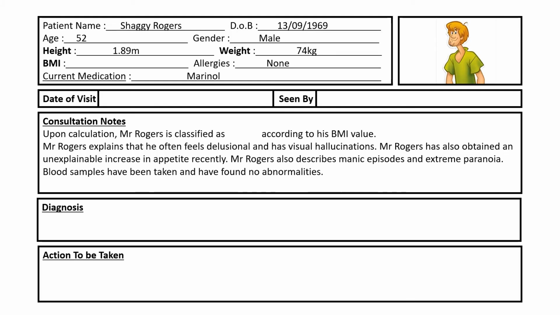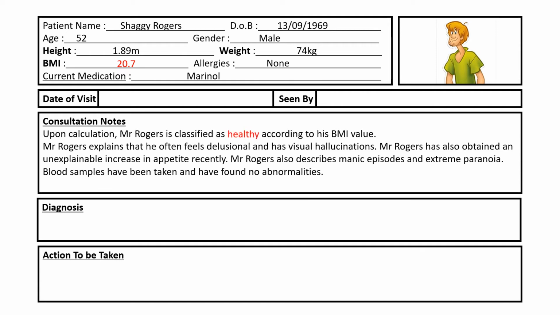So to calculate Mr. Rogers' BMI, we need to divide 74 by 1.89 squared. This gives us a BMI of 20.7, and so we can classify Mr. Rogers as healthy according to the BMI system.